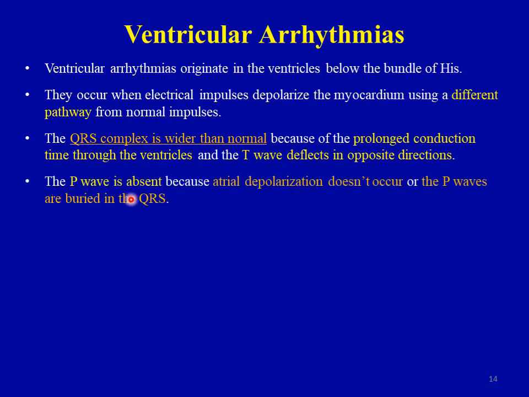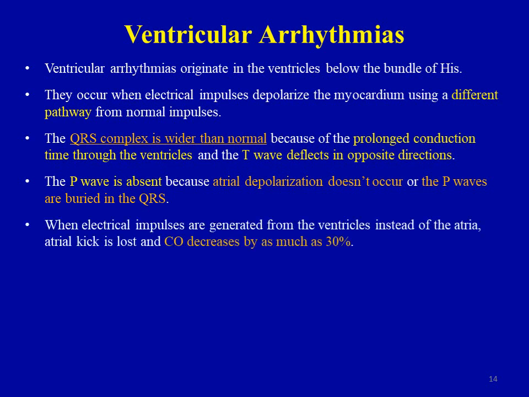The P wave is absent because atrial depolarization does not occur, or in other cases it could be present but buried in the QRS complex because the QRS complex is broad. Even if there is retrograde propagation of the impulse from the ventricles through the AV junction back to the atria, the P waves will be inverted, but they will be buried in the QRS, so we can't see the P waves.